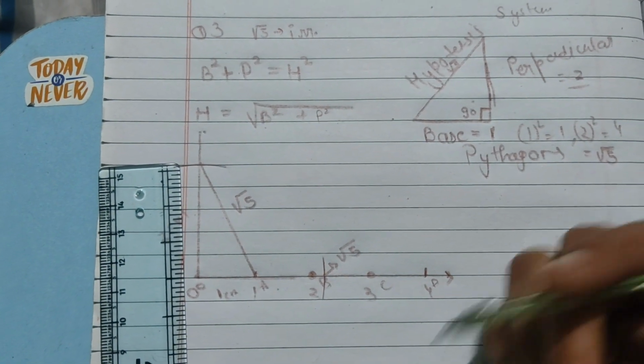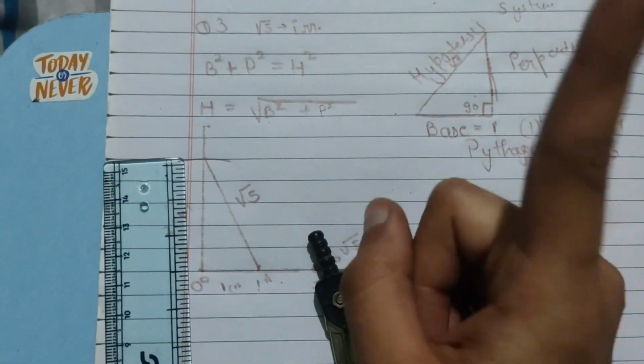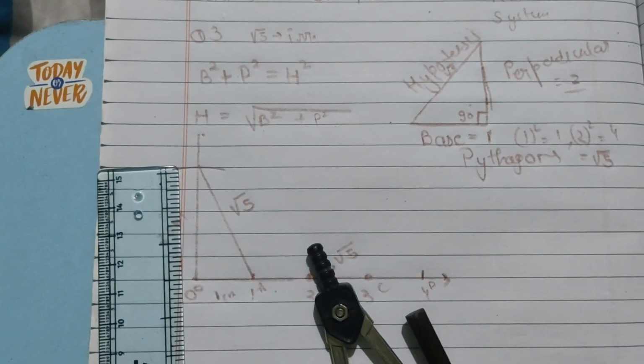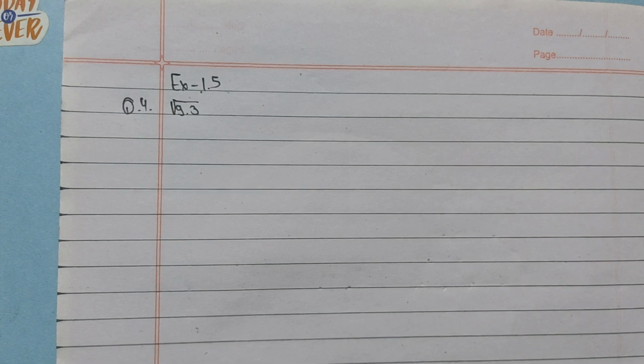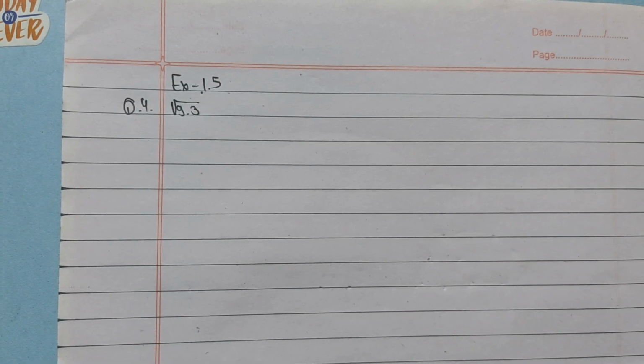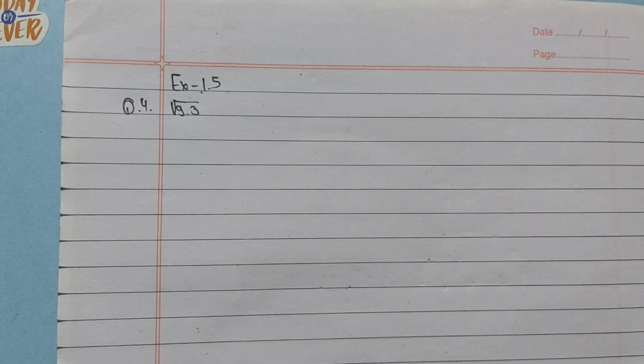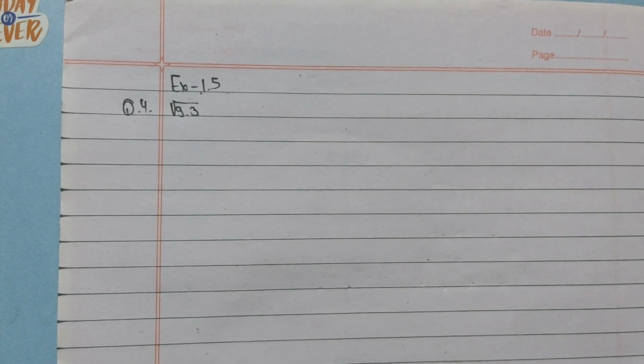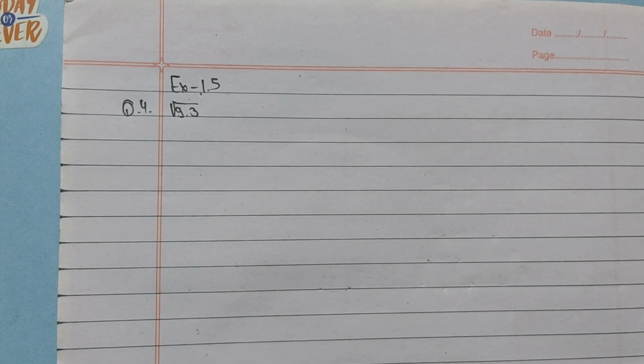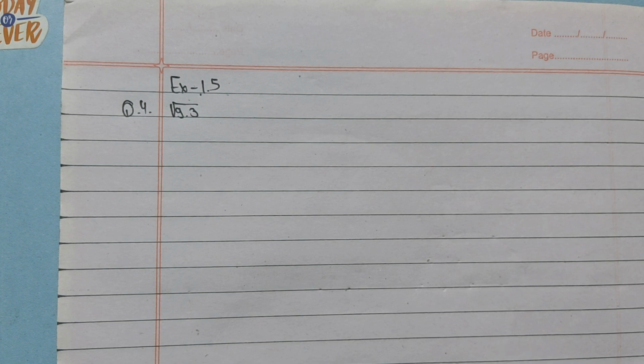Thank you guys, catch you up in the next one. So hello guys, today we are going to understand number system class 9th exercise 1.5: how to represent 9.3 on number line, right?